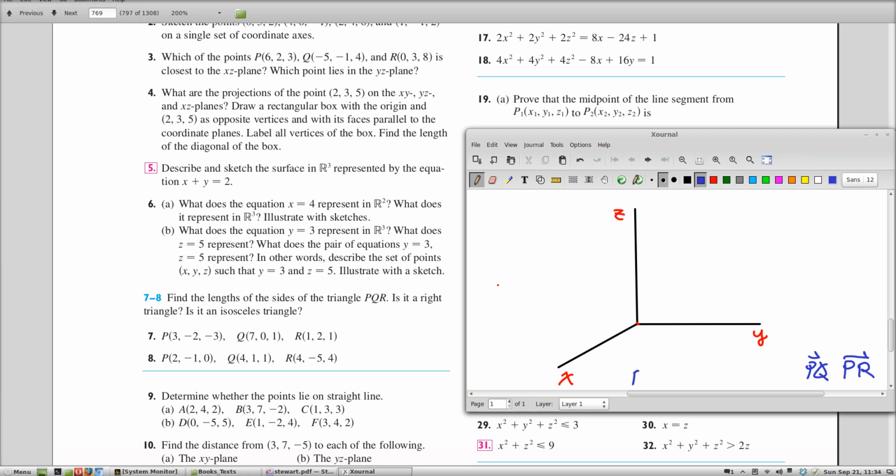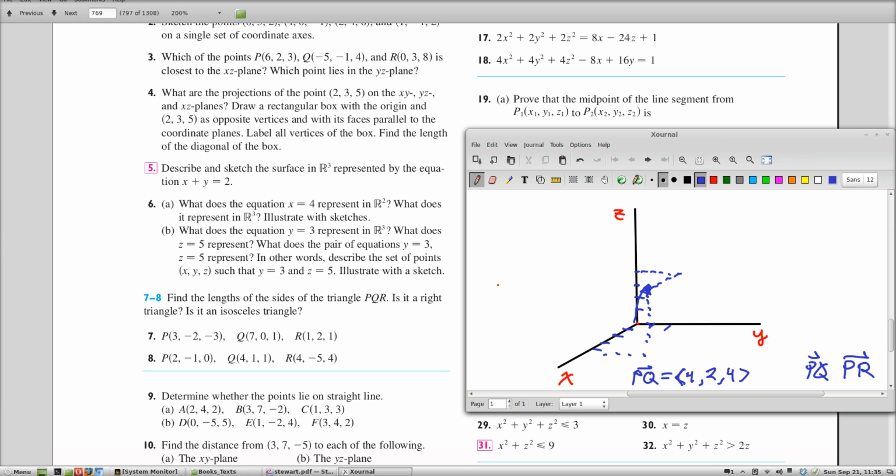So what are those things? PQ is going to be equal to, this is supposed to be a sharp bracket, 7 minus 3 is 4, 0 minus minus 2 is 2, 1 minus minus 3 is 4. So I will plot that point. That goes 1, 2, 3, 4, then 1, 2, and 3, 4. It goes right there. So here it is, that's the vector PQ, coming out of the origin.